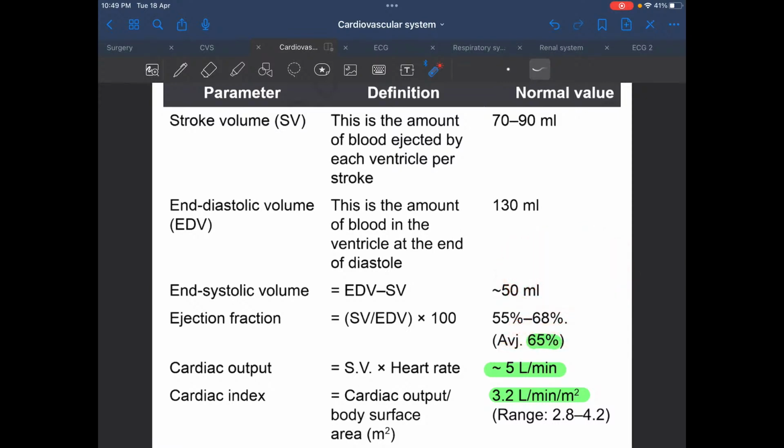Okay? So this is very important when we are going to discuss heart failure with preserved ejection fraction or heart failure with reduced ejection fraction. Okay? How much is the cardiac output? Stroke volume into your heart rate. Okay? Stroke volume into heart rate. So that's going to be about 5 liters per minute. What about the cardiac index? That is cardiac output divided by the body surface area. Okay? The range is quite varied, 2.8 to 4.2, but I remember it as 3.2 liters per minute per meter square. That's for your body surface area.